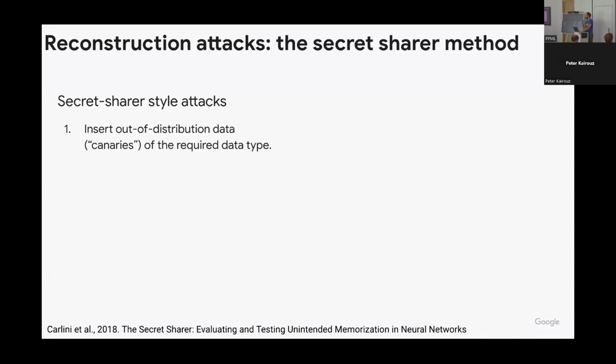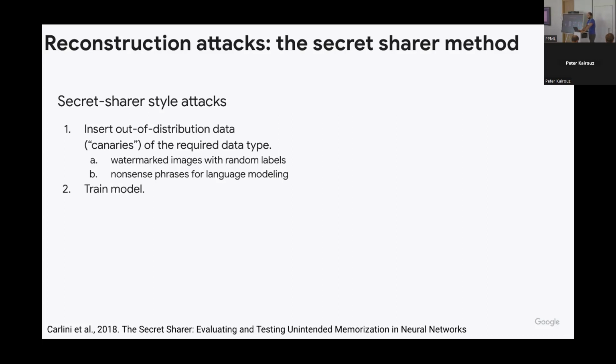So the idea is that during training, you insert some out-of-distribution training examples. These are called canaries. So you should think of them either as watermarked images with random labels, or some nonsense phrases that we've constructed. These are secrets that we plant in the training process. We have a way in federated learning to create these synthetic users with these secrets and let them participate in training under the protocol that we've used. And then we train the model.